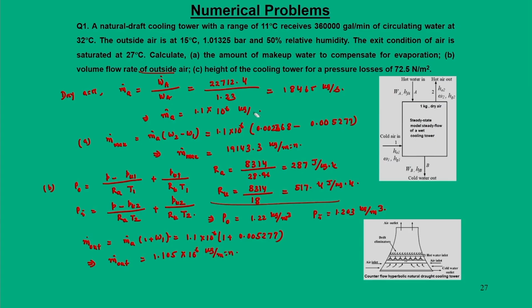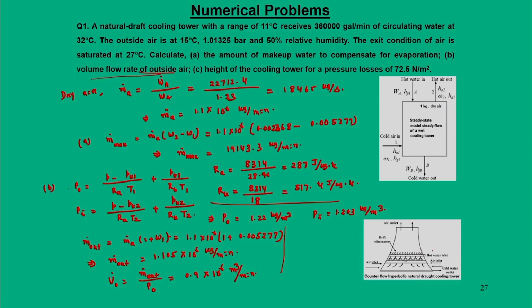Okay, this will be kg per minute. Then the volume flow rate would be m dot outside air divided by the outside air density. So, this number will be 0.9 into 10 to the power 6 meter cube per minute. The second part of the analysis is done, that is the volume flow rate of outside air.